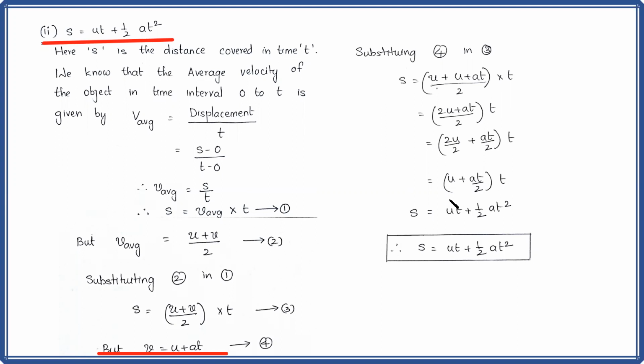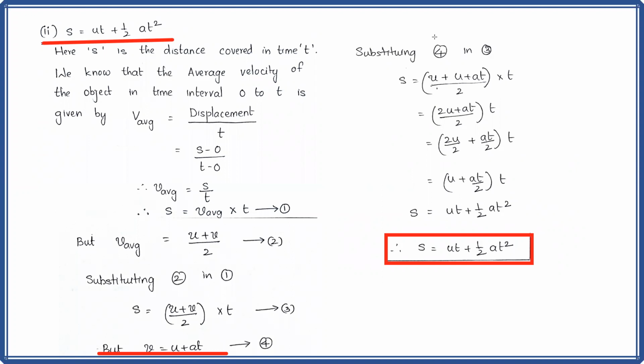Now we multiply each and every term with t. U multiplied with t is ut, plus at by 2 multiplied by t is half at square. So S is equal to ut plus half at square. This is our second kinematic equation: S is equal to ut plus half at square.